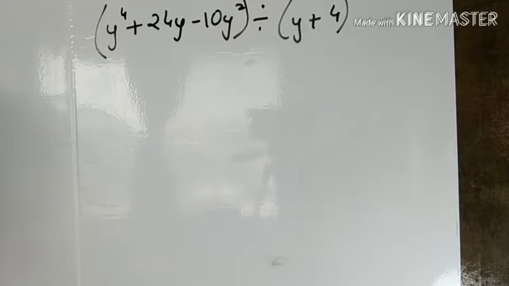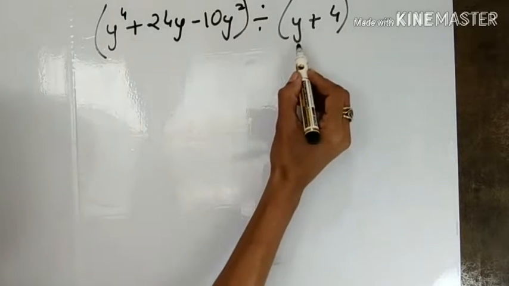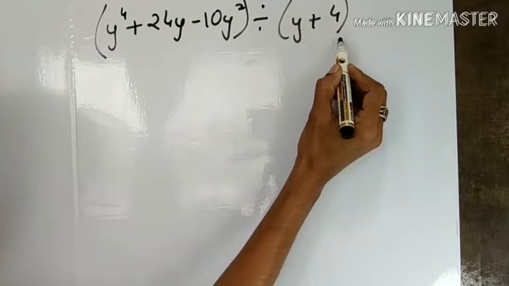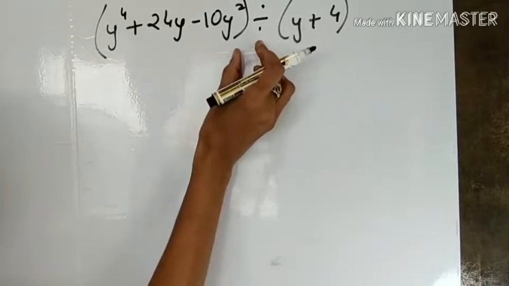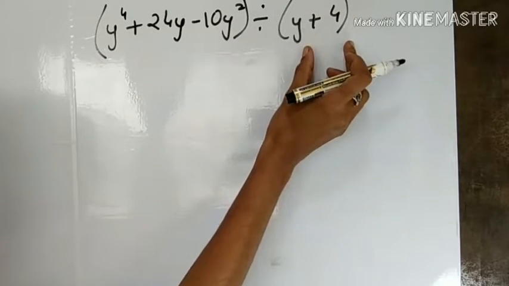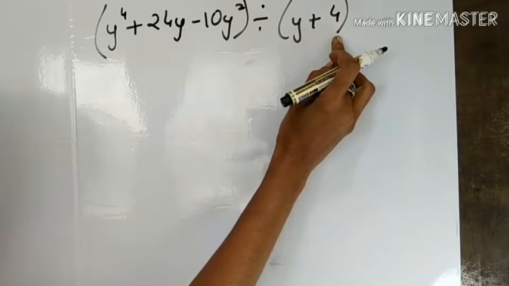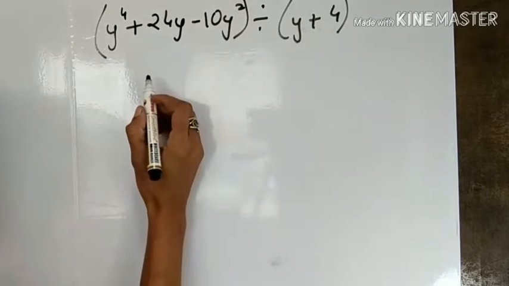Let us look at a few examples where we have a binomial as my divisor. So this is a dividend divided by y plus 4. So you have two terms here and that's why it's called a binomial.